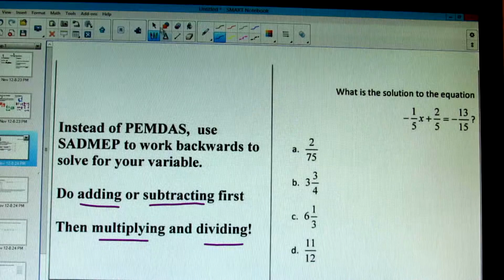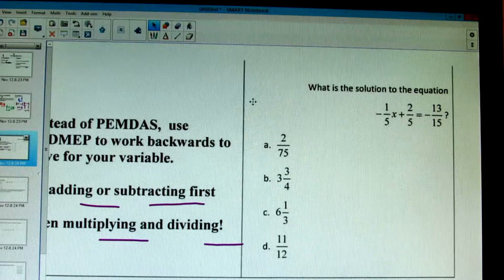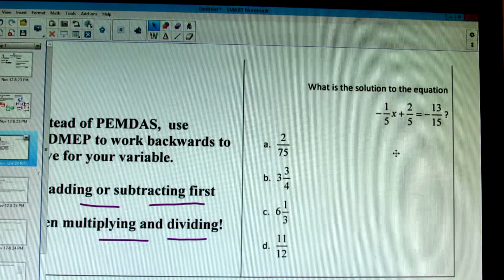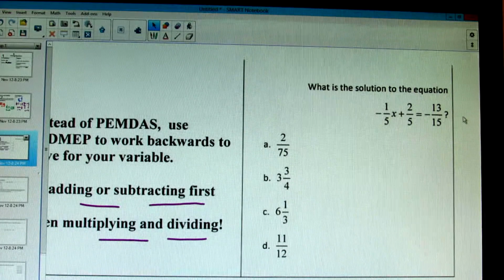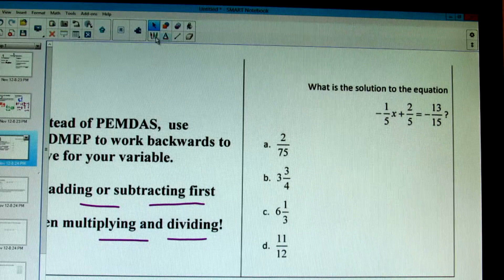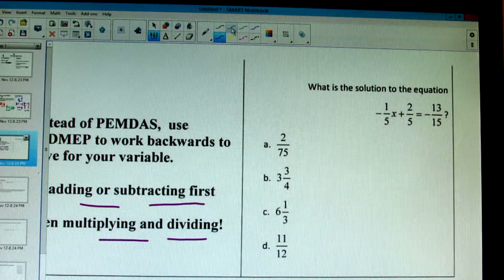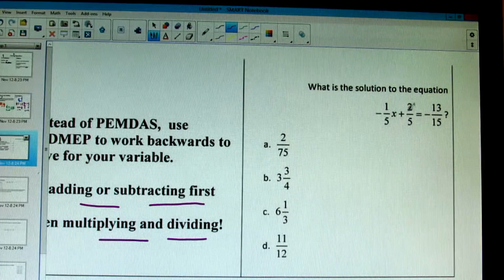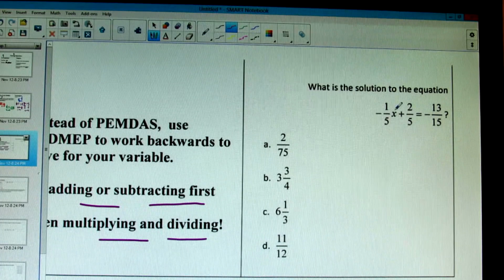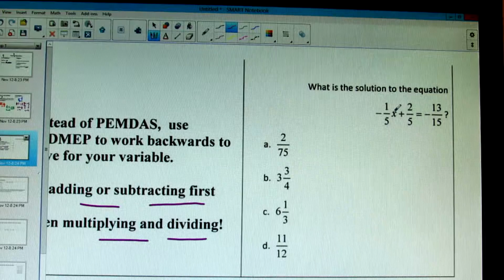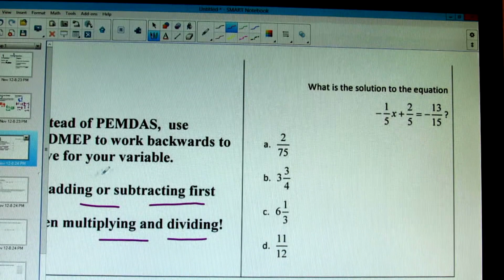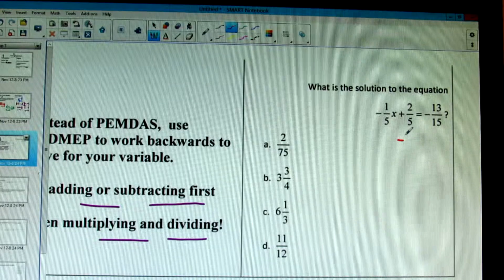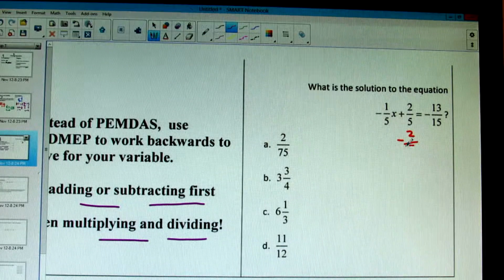Negative 1/5 x plus 2/5 equals negative 13/15. Yuck. All these sorts of fractions. So again, pretend like it's an easier question and attack it first. So I see here there's some timesing, and I see here there's some adding in the way of me getting to that variable. So I need to do, again, SAD-MEP, adding or subtracting first. So I'm going to have to subtract 2/5 from both sides.